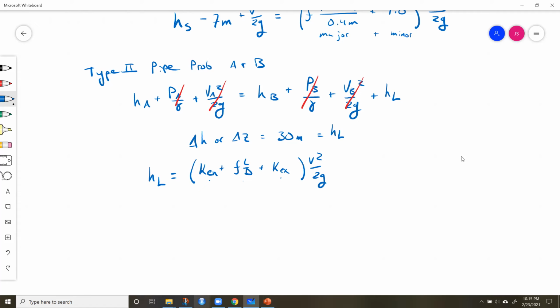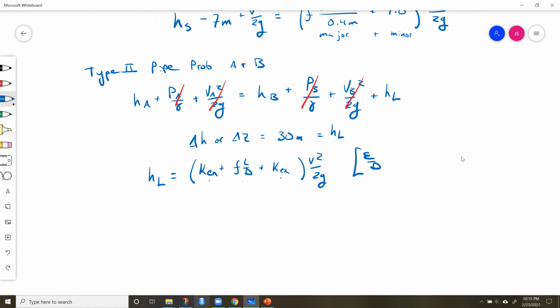Now, we've got this problem. We know most of these values, except we don't know f. We can go and assume fully turbulent flow. We can do epsilon over D from the Moody diagram and do that iteration. So I'll just run through that super quick.